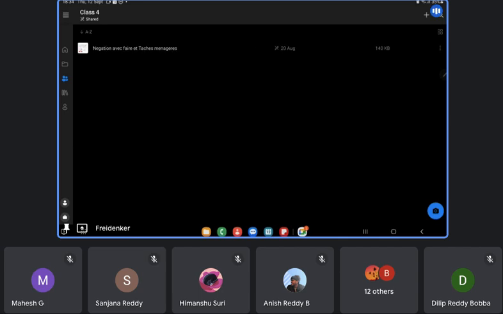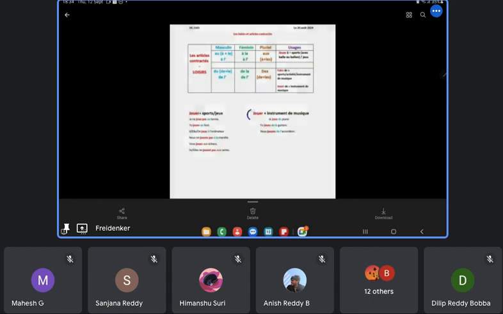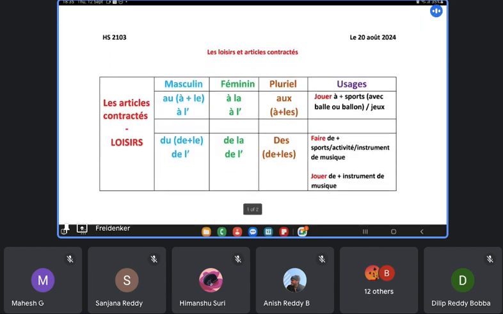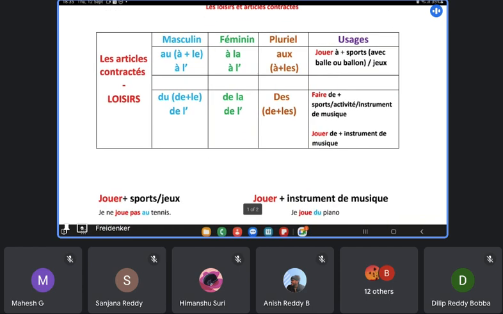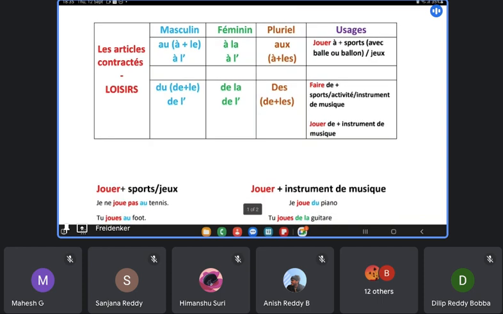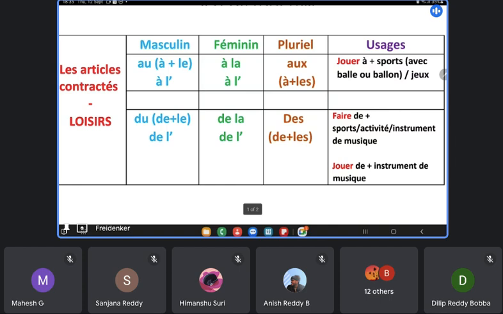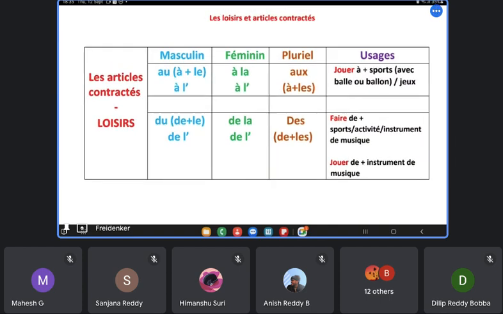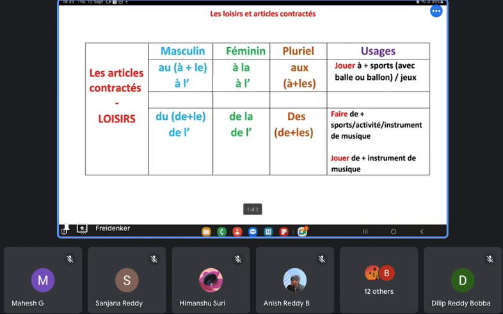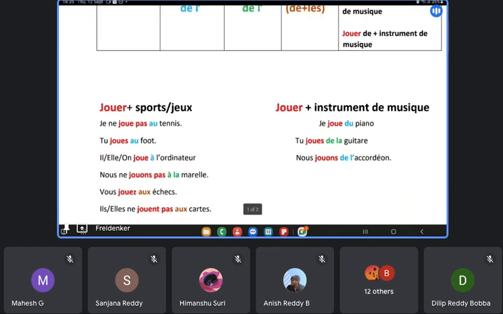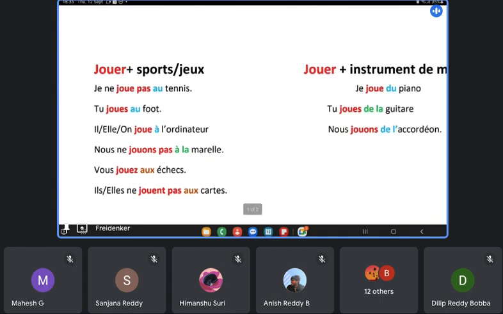Okay, and then now we have negation. We have a recap here of how article contracté works. À plus le gives au, we have everything here. This table looks nice, no? Colorful, nice. I mean, we did this before. This was what we did in article contracté. The rules are here. Jouer à, faire de, jouer de. All of this is nice. Hopefully, all of this is in your head. Some examples are here. Some are in negative, some are in positive.